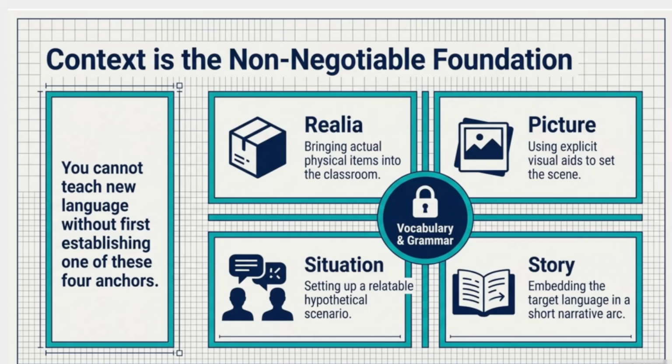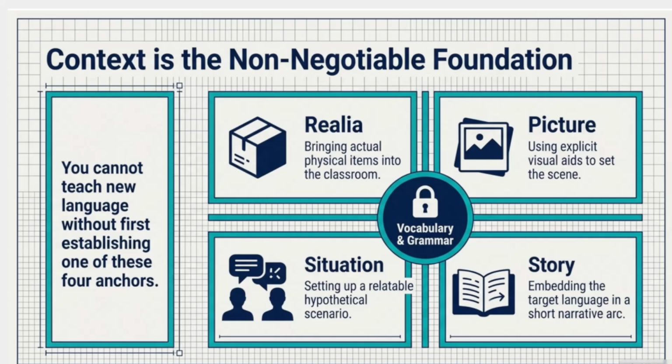First, realia. It means using real objects in the classroom. For example, if you are teaching the word umbrella, you can actually bring an umbrella into the classroom. Second, we can use a picture. If you are teaching briefcase, you can show students a clear picture of a briefcase.